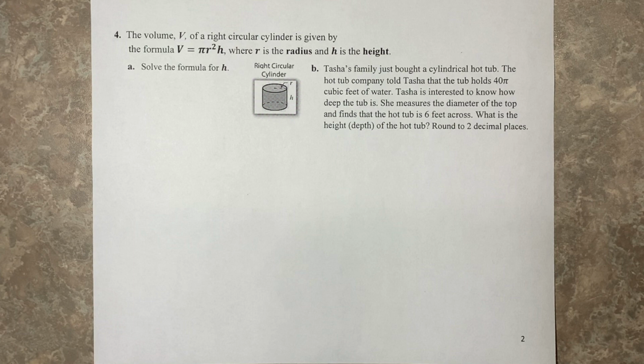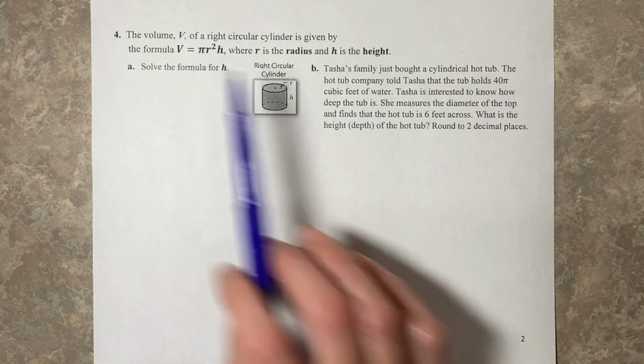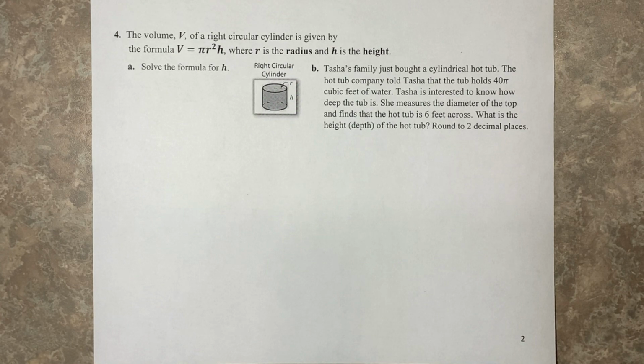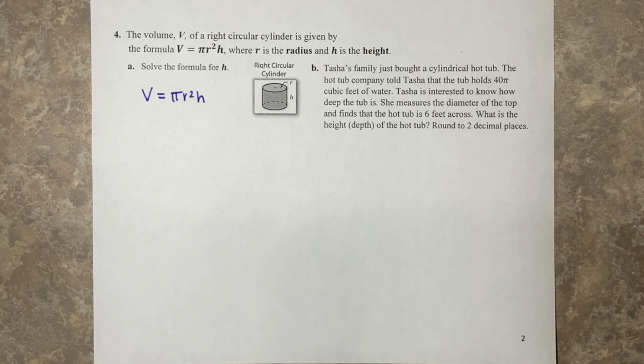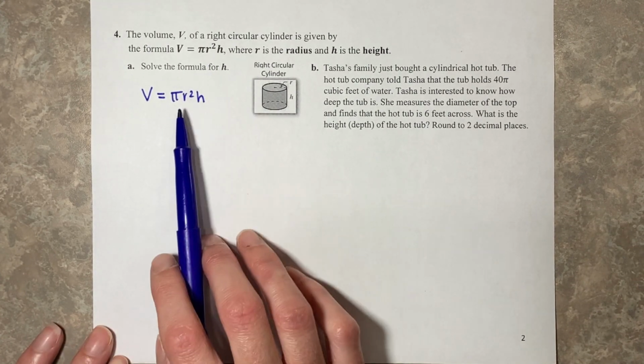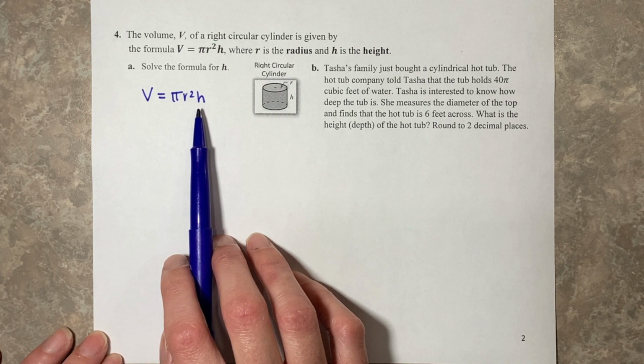Or let's suppose we wanted to calculate the radius. Well, then we'd have to rewrite our formula so that we've solved for r. And we're going to practice that here. So here we want to solve the formula for h. So I've started by copying down the original given formula. Now if we want to solve for h, that means we need to isolate h.